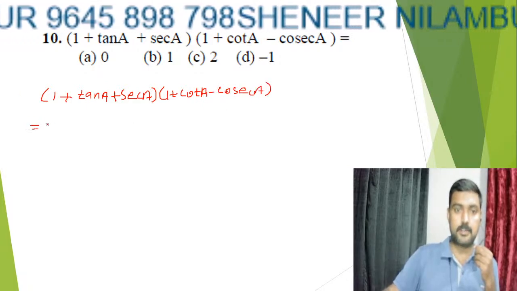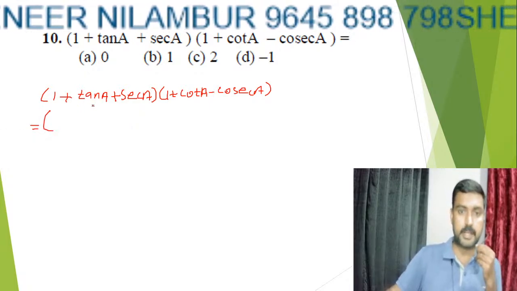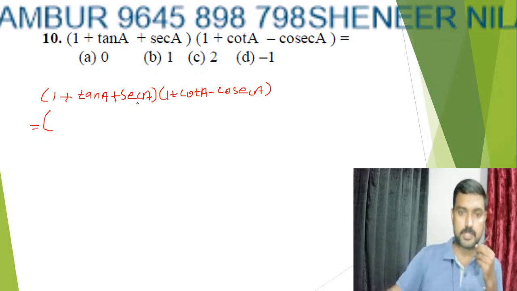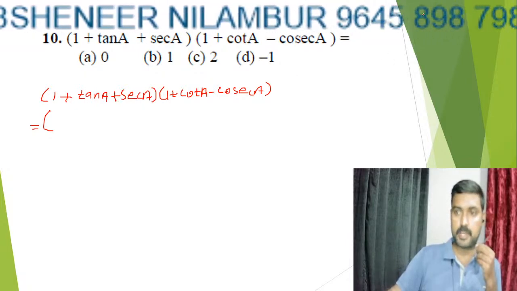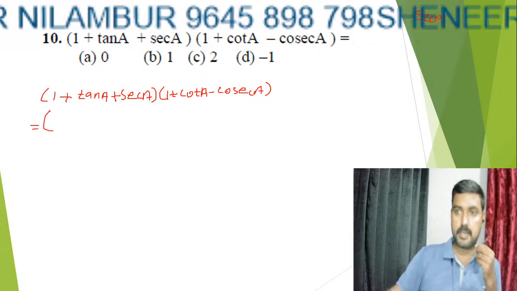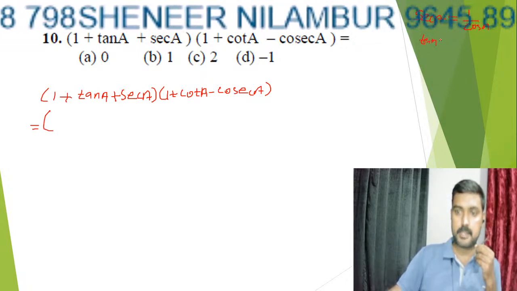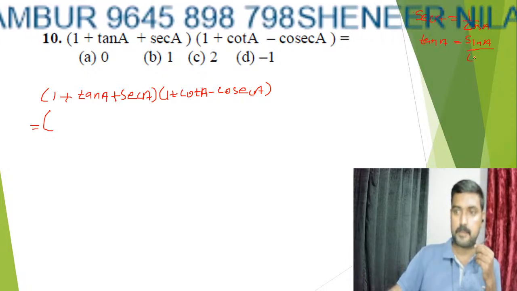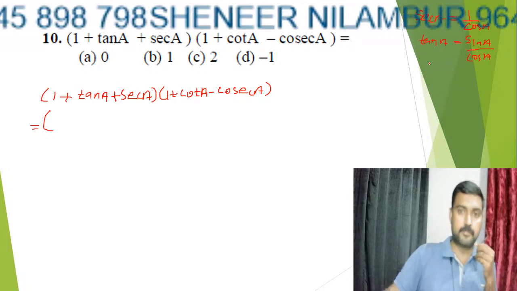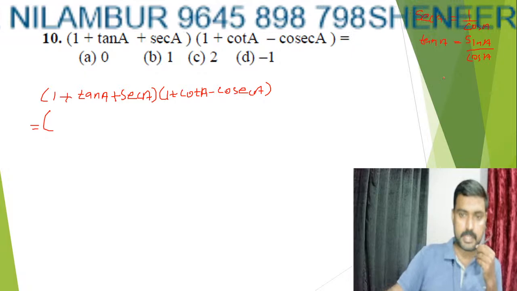This is equal to, so you look at this, tan means sin a by cos a, sec a means 1 by cos a, that we have studied, that all we can write here. Sec a means 1 by cos a, and tan a is equal to sin a by cos a. Somebody is giving the answer, we can check it correct or not.